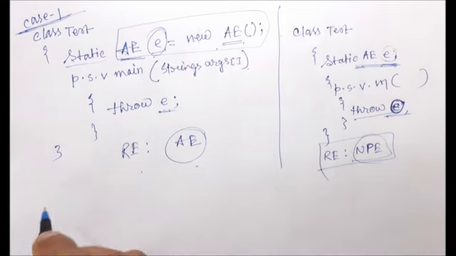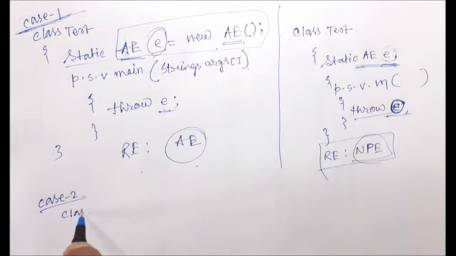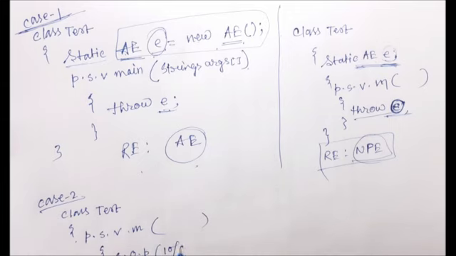In case 2, let's move on. I am taking a simple example, the same example, just explaining one or two lines so that you can get a clear idea. So I am not writing everything. I write public static void main. Within main, we have a system.out.println. I just want to divide the number 10 by 0, and after that I want to print system.out.println hello.